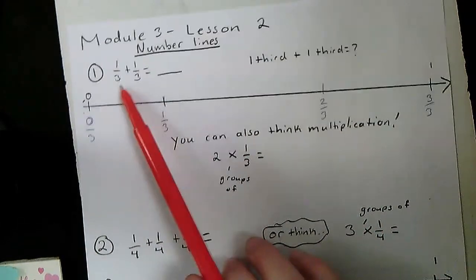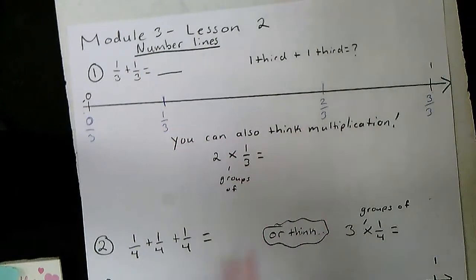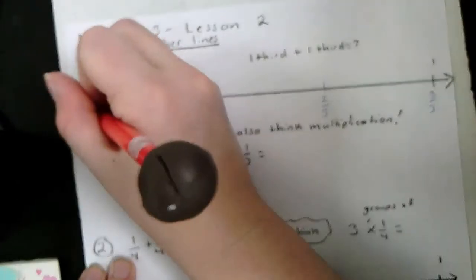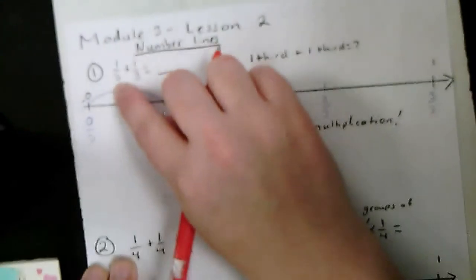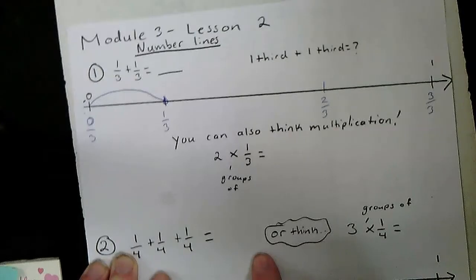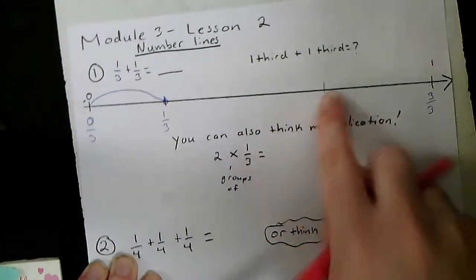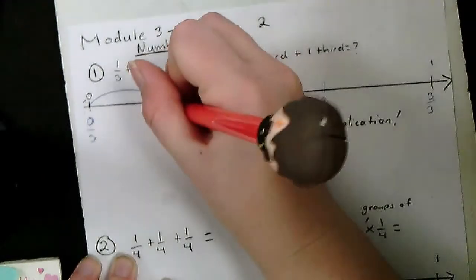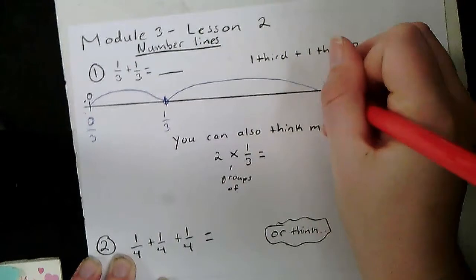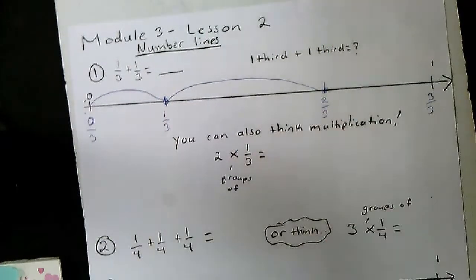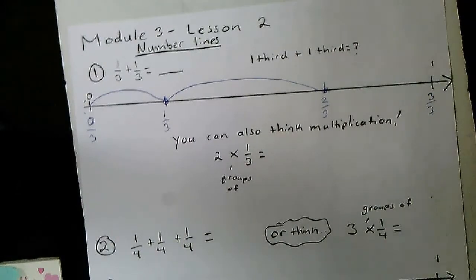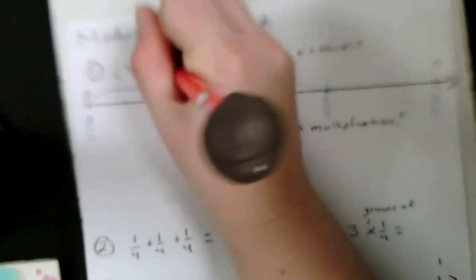Now, to show 1/3 plus 1/3, what I need to do is I kind of need to jump on my number line. So I'm going to start my first jump from 0 to 1/3 because that is where I'm starting at, 1/3, and then I have to add another third. So I need to count one more space ahead on my number line. So I do 1/3 plus 1/3. So we have 1/3, 1/3, and that gives me 2/3. So 2/3 is my final answer because I don't need to add anything else.